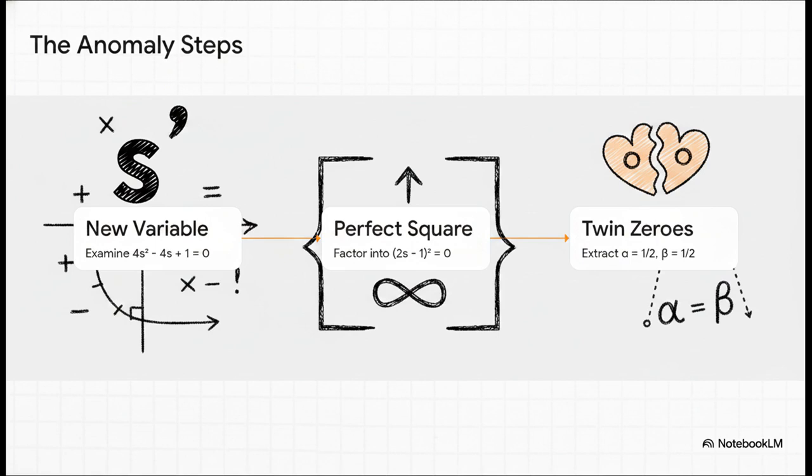We're examining 4s squared minus 4s plus 1 equals 0. Don't let that s throw you though. The rules remain exactly the same. When we factor this one, it doesn't split into two different brackets. It actually factors into a perfect square, 2s minus 1 all squared. Which means when we extract our zeros, we get alpha equals 1/2 and beta equals 1/2.